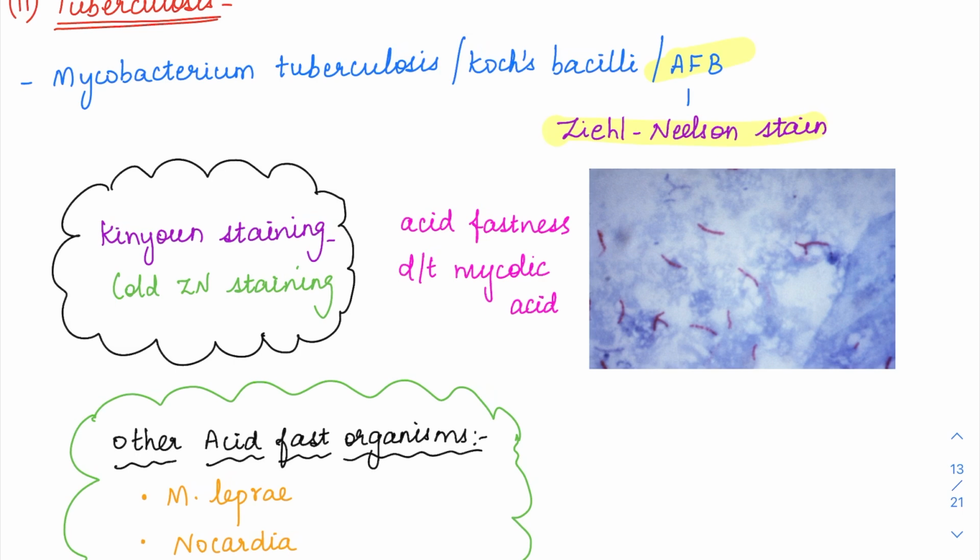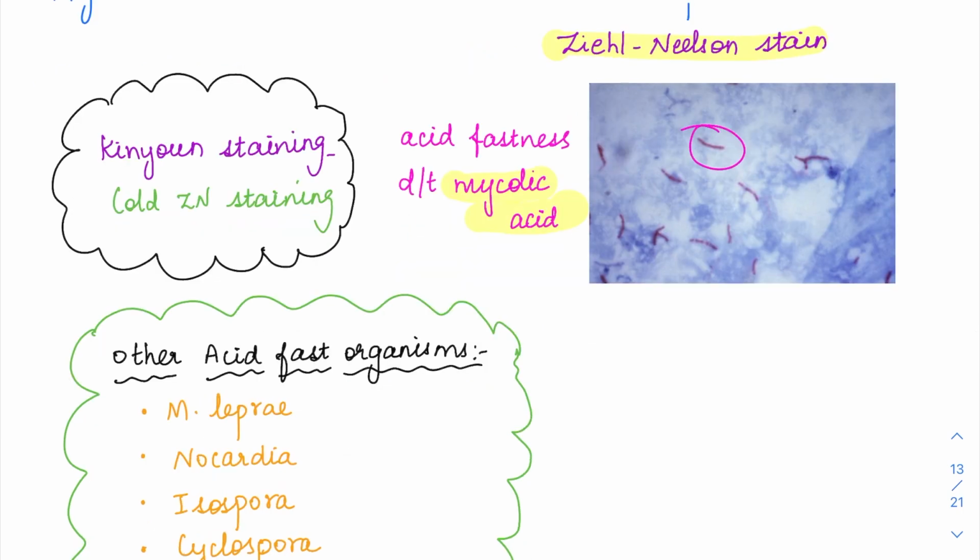So this is the pink bacteria which has a rod-shaped beaded appearance. The rod-shaped beaded appearance of this bacteria is seen on Ziehl-Neelsen stain, and this is because of the property of tuberculosis called acid fastness. And this acid fastness is because of the presence of the phospholipid mycolic acid in their cell walls. So remember, acid fastness is due to the presence of mycolic acid in the tuberculosis bacteria.